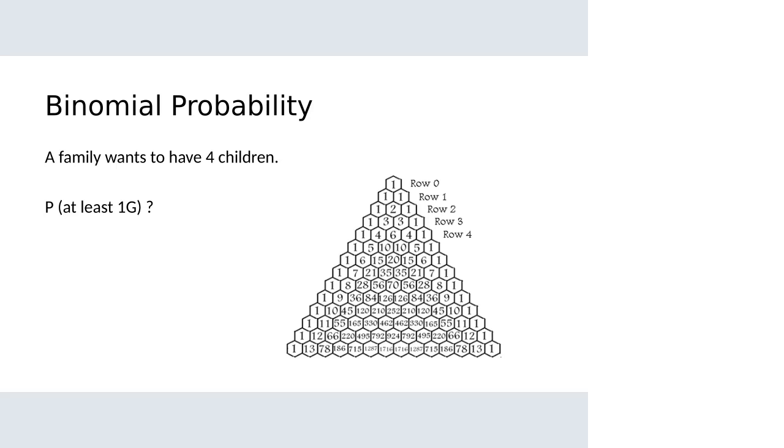As we got to the end of our probability topic, binomial probability was one that came up, and Pascal's triangle over here was really important for us. A family wants to have 4 children. What's the probability of getting at least one girl? And what we do here is because they want to have 4 children, we look to row 4 in our triangle that has these numbers in it, 1, 4, 6, 4, 1.